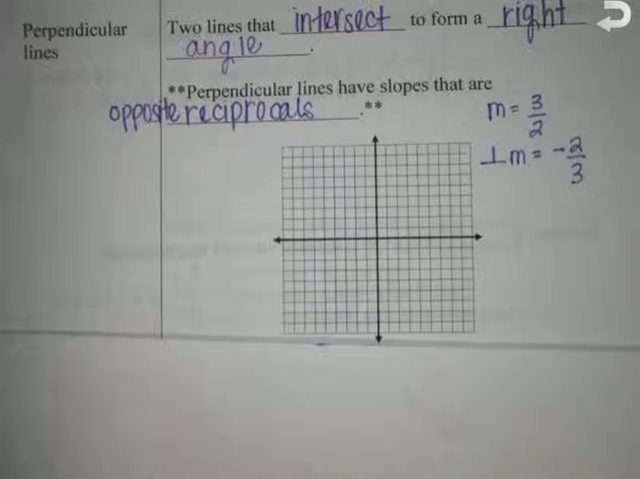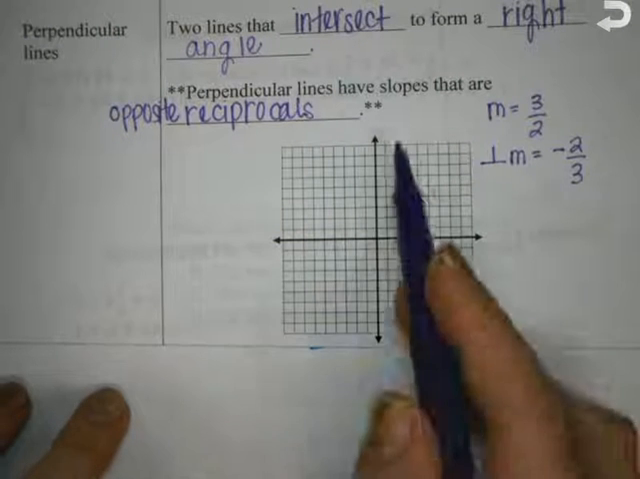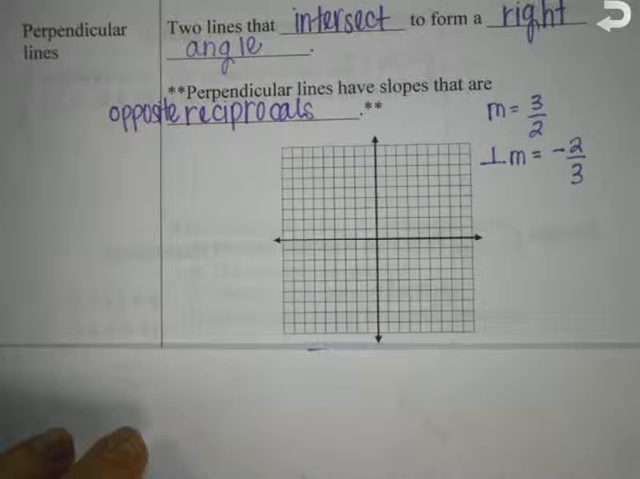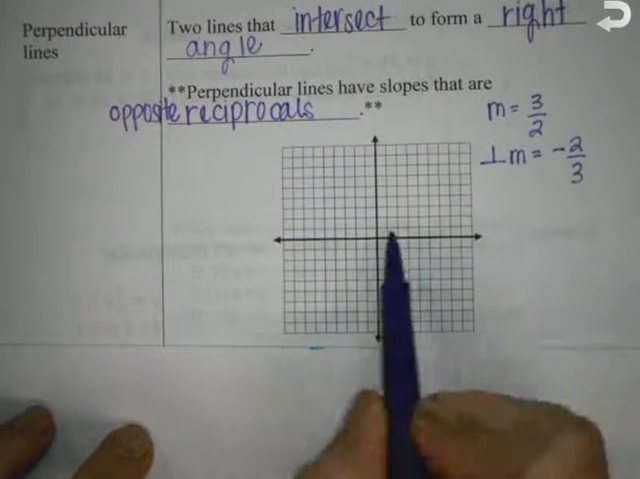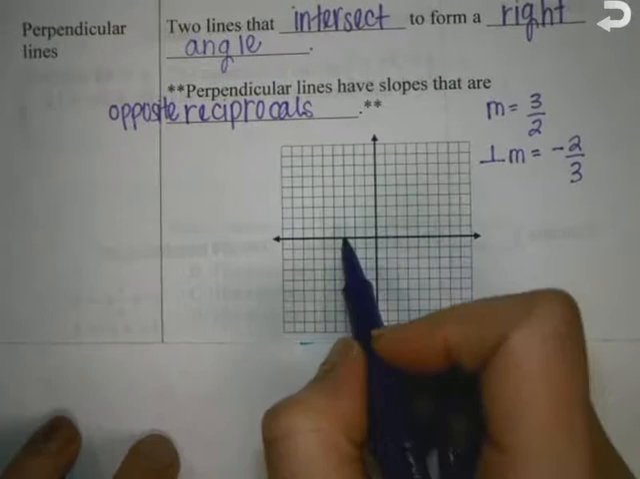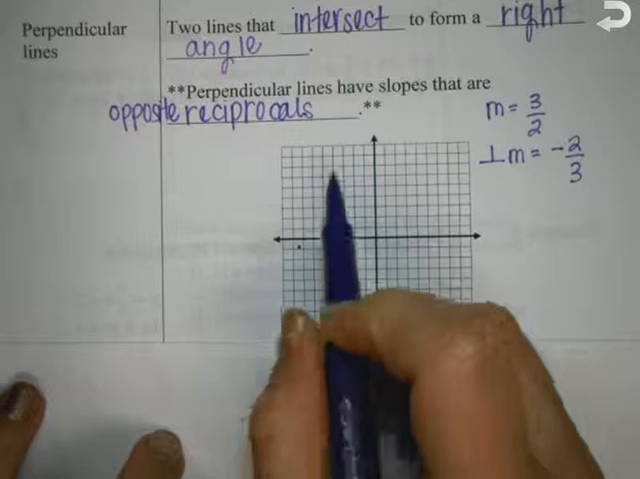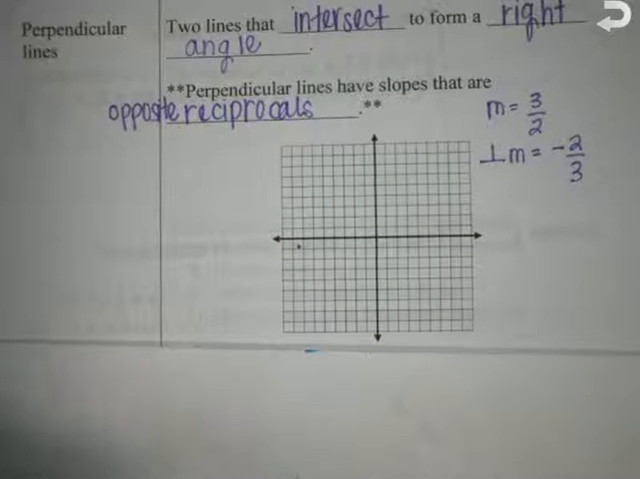So an example of perpendicular lines are the x and y axis, right? Do these form a right angle? Yeah, they do. Let's draw one that is not straight up and down. Opposite means you change the sign. Reciprocal means you flip the fraction.